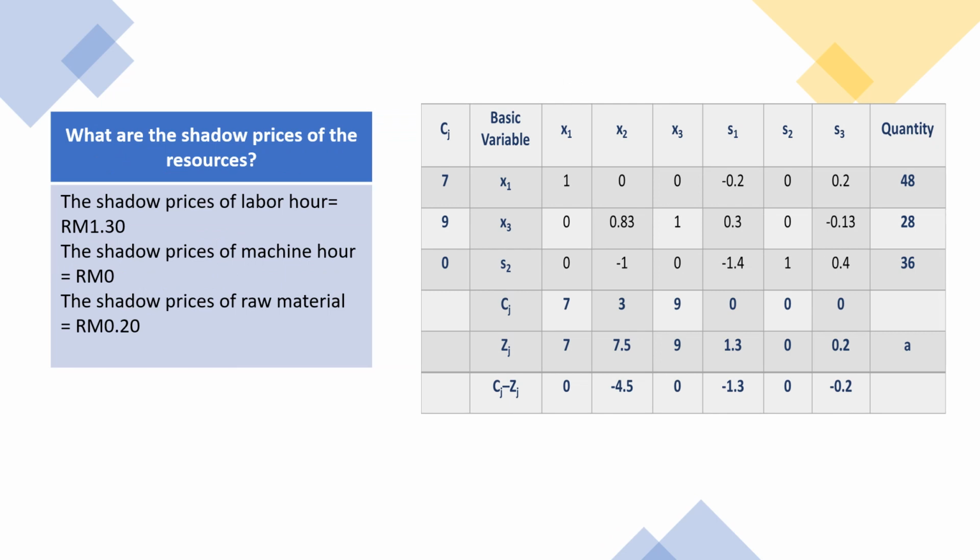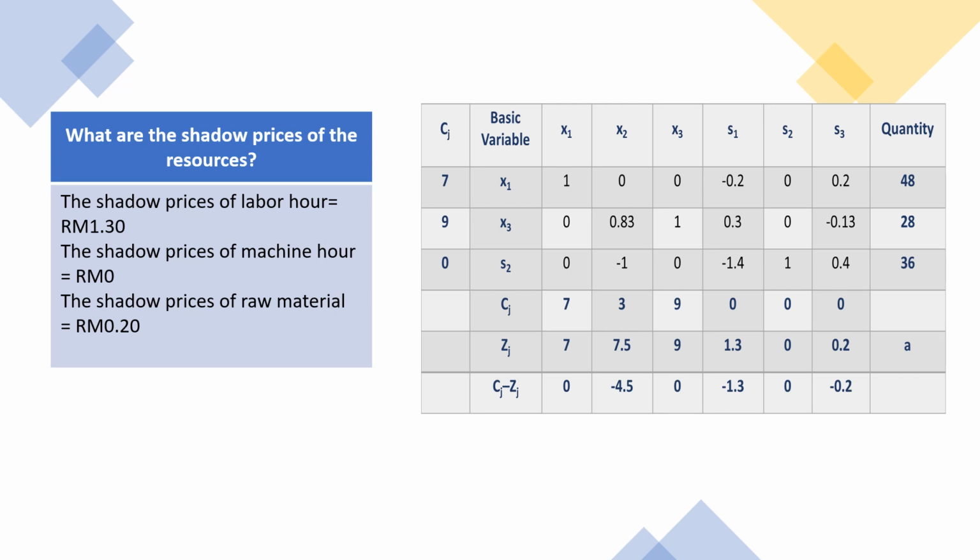Shadow price refers to the maximum amount the firm should pay for every additional unit of resource to make available. Shadow price can be obtained from the final simplex table. These are the numbers in the C minus Z row of the slack variable columns, but we ignore the negative sign.